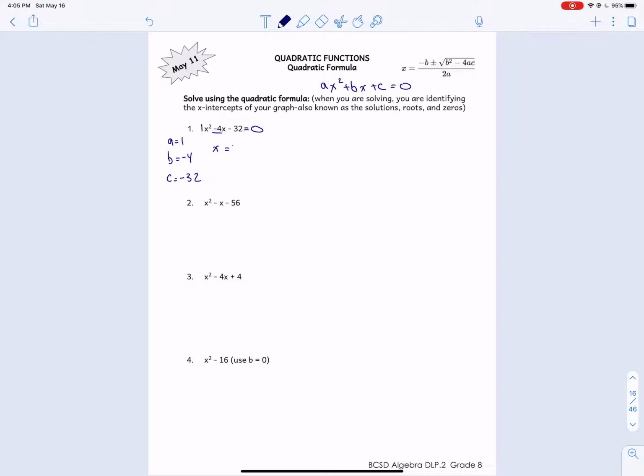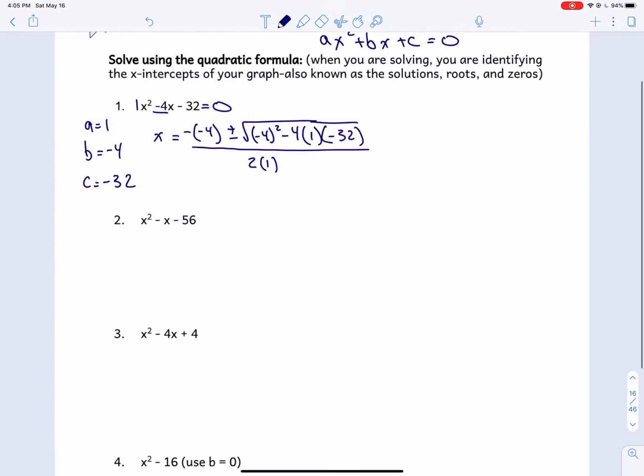So negative, I'm going to write it all with parentheses first. So negative b. So b is -4. Plus or minus, because we're going to have two answers. Because we have two places where the parabola crosses. And then b squared again, parentheses, -4 squared minus 4 times a, which is 1, times c, which is -32. And then all over 2 times 1, which is a. So it's just a matter of simplifying everything until we get to our answer.